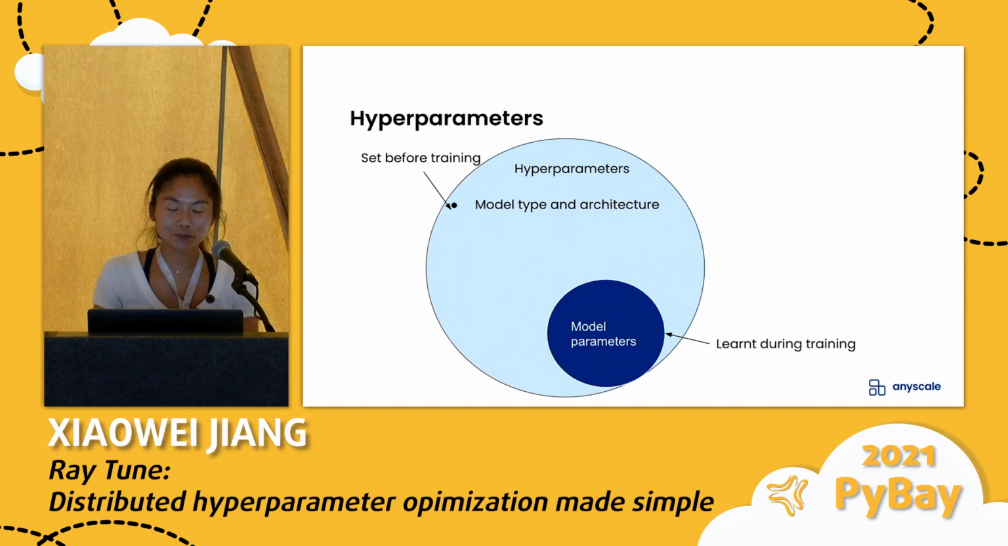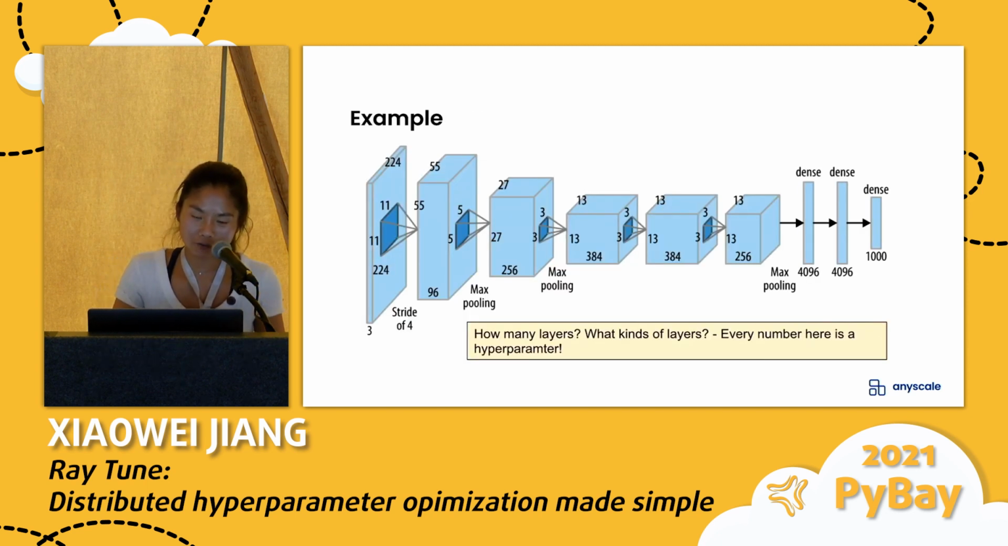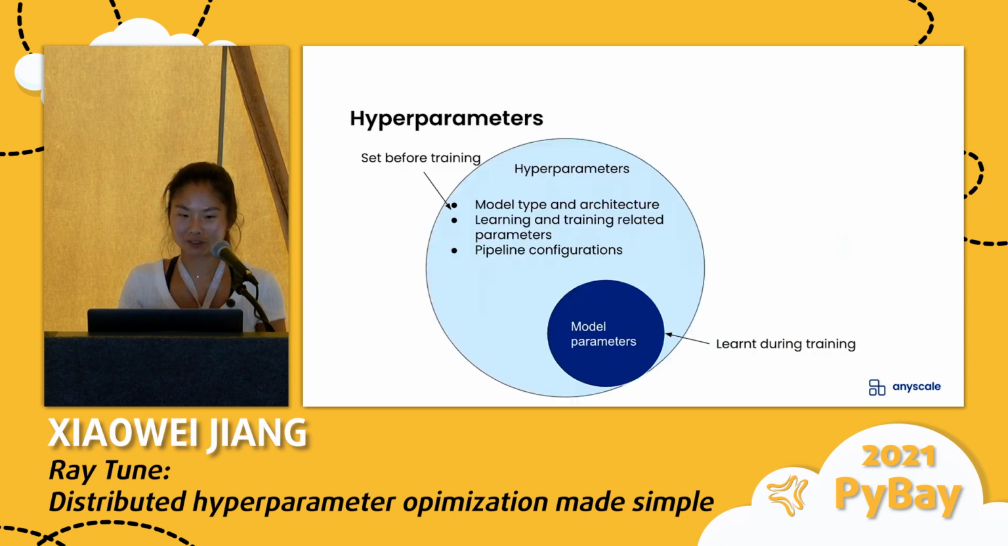So let's first set some terminology straight. Hyperparameters are defined in the context of model parameters. As you may know, model parameters are learned during training, while hyperparameters are set before training. Some examples of hyperparameters include model type and architecture. For example, in the case of a convolutional neural network, the number of layers and the structure of each layer are all hyperparameters. Basically, every number you see in this picture is a hyperparameter.